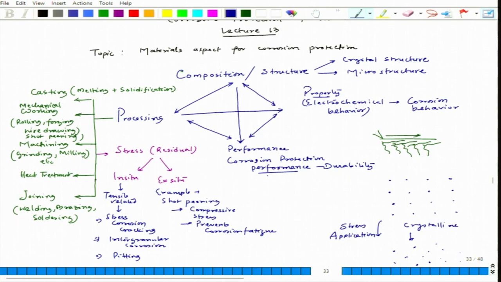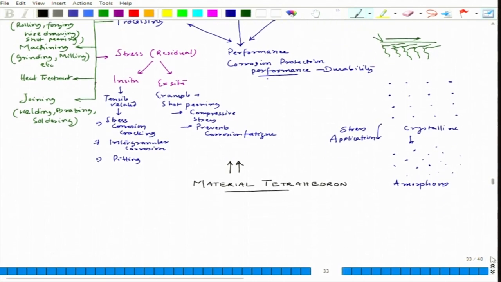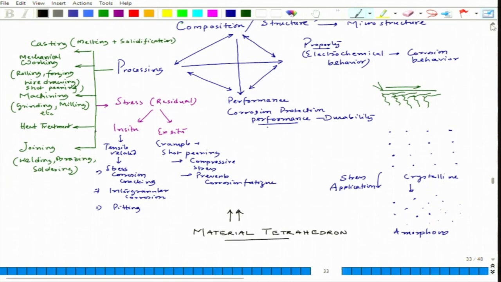Now if we look at this particular picture, this doesn't talk anything but the materials tetrahedron. So when we talk about corrosion behavior, we talk about the materials tetrahedron. Now in the materials tetrahedron, one thing is not incorporated here, so we have to introduce it if we talk about corrosion resistance of the material.